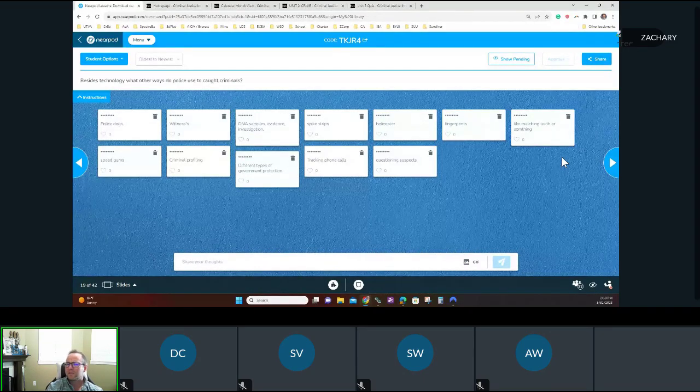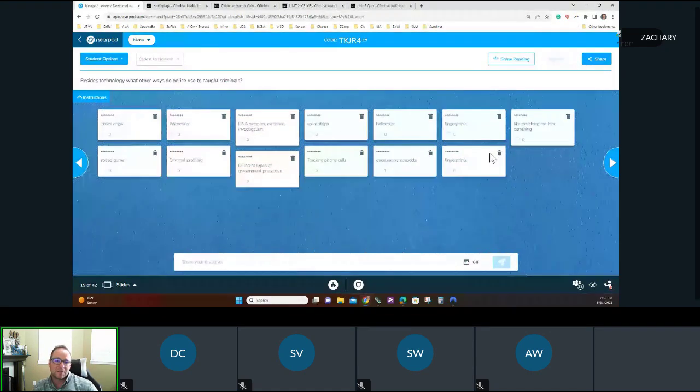Speed guns or bumps, maybe that was just spelled wrong. Different types of government protection, tracking cell phones. Yeah, that's something they came out with, that we know the government sometimes is watching our cell phones, right? I don't know how you feel about that. I don't like it too much, but it's just some things like that.